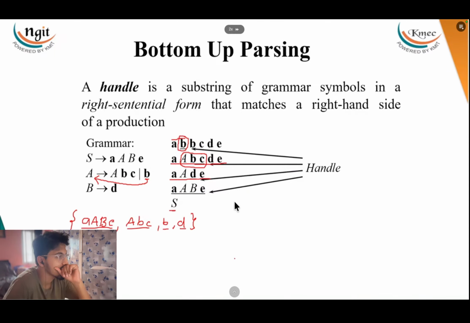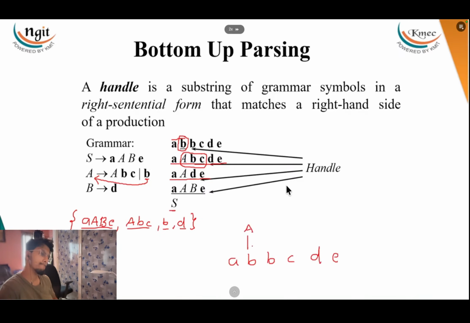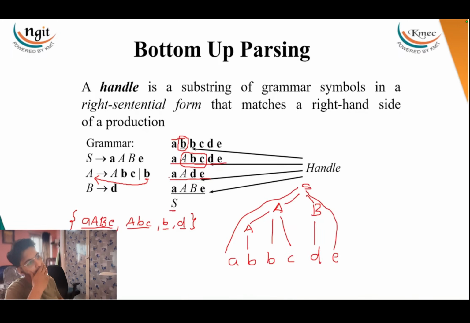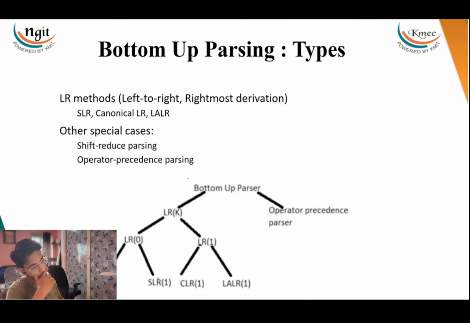So when you have constructed the parse tree, it is going to be like this: ABBCDE. So first we have to replace this B with A, then we have to replace this ABC with A again, then D with B, then ABE with the S. So this is how we have to construct the parse tree. Right? So these are called handles, and replacing is nothing but handle pruning.